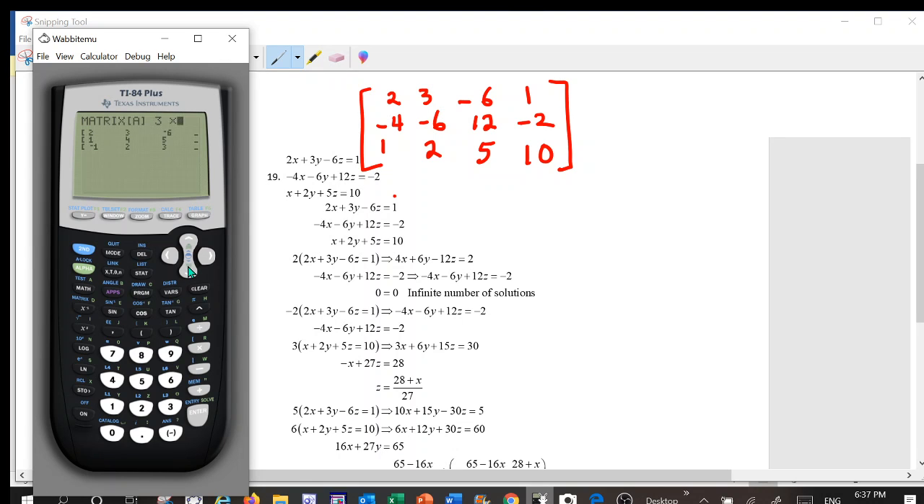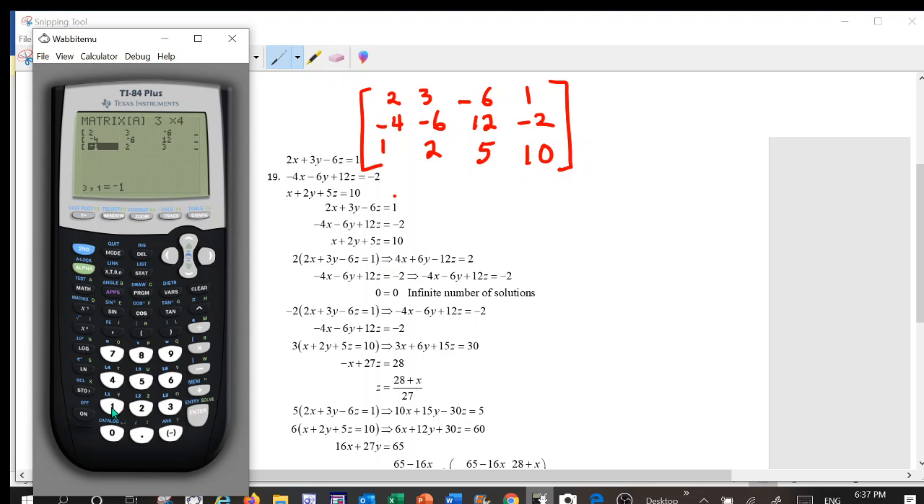All right, so that was correct. We got to 2, 3, -6, and 1. That's correct. So we go down. Let's see. That should be -4, and that should be -6. That should be 12. That should be -2.